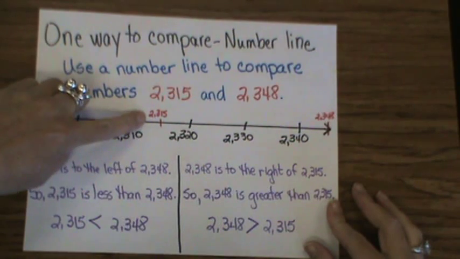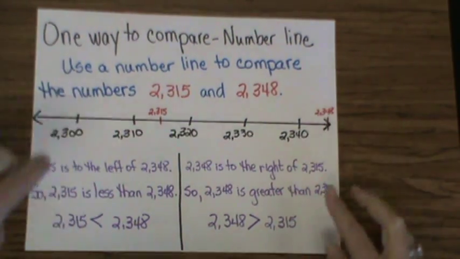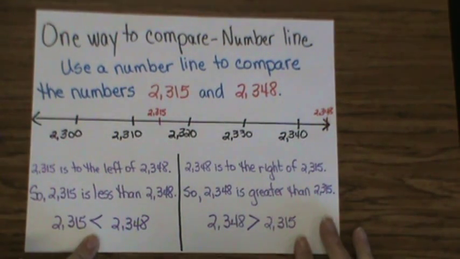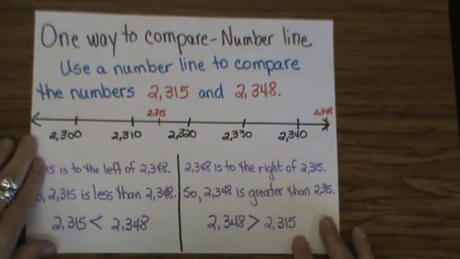So 2,315 is less than 2,348. And then if I write it using the symbols we just reviewed, you'll see 2,315 is less than 2,348. And the same holds true for the other way.